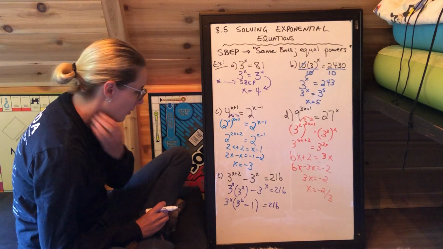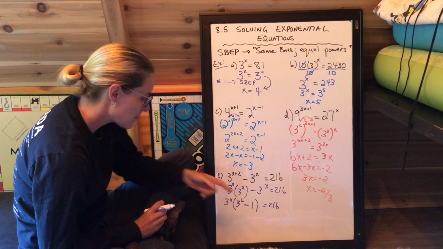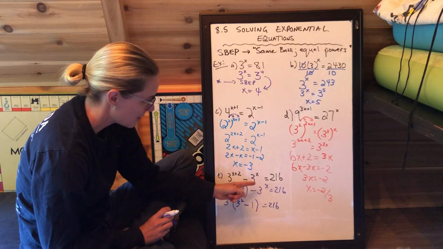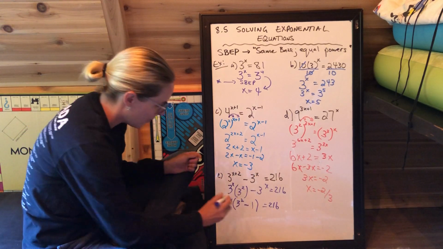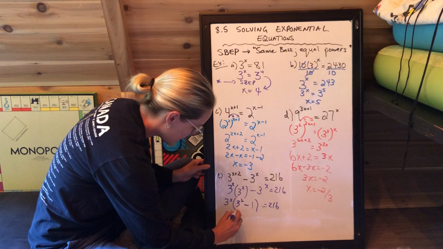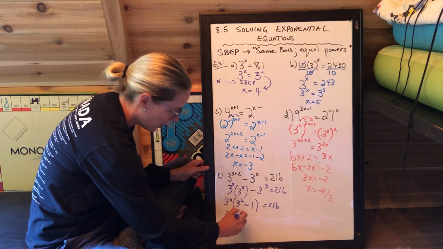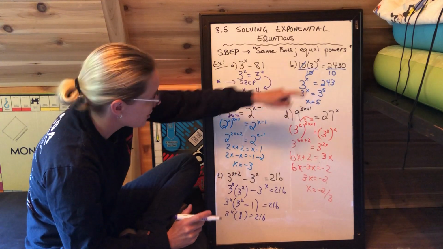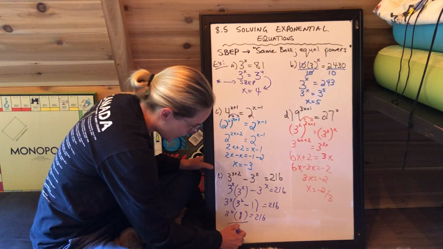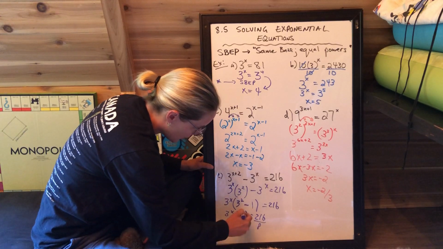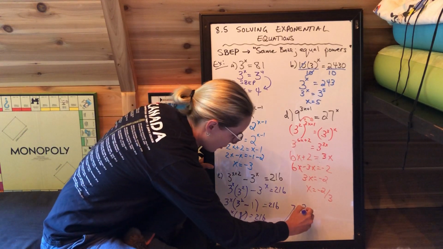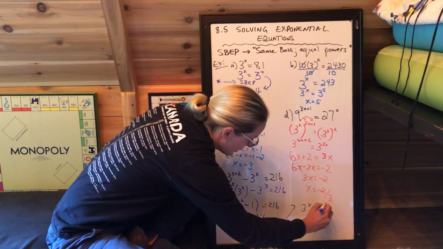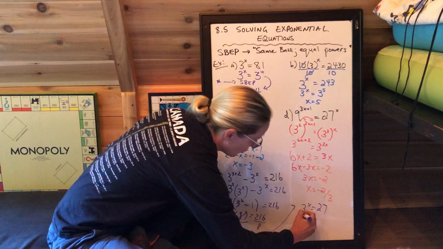Because the problem here is that currently 216 is not a base 3 number, so I couldn't do it as easily as just limiting that. So I now get 3 to the x. In here, 3 squared is 9. 9 minus 1 is 8. Is 216. And now comes a question just like this one. How do I get rid of this multiplication by 8? I divide. Those cancel. I now have 3 to the x equals 216 divided by 8, which is 27. And now I can convert them to both base 3 numbers.